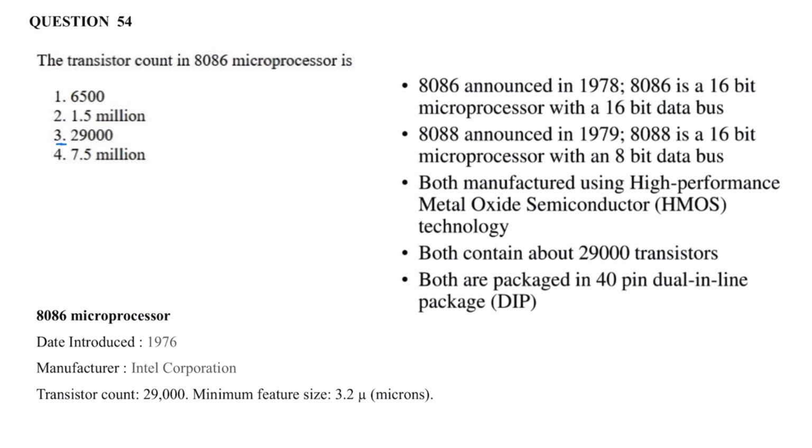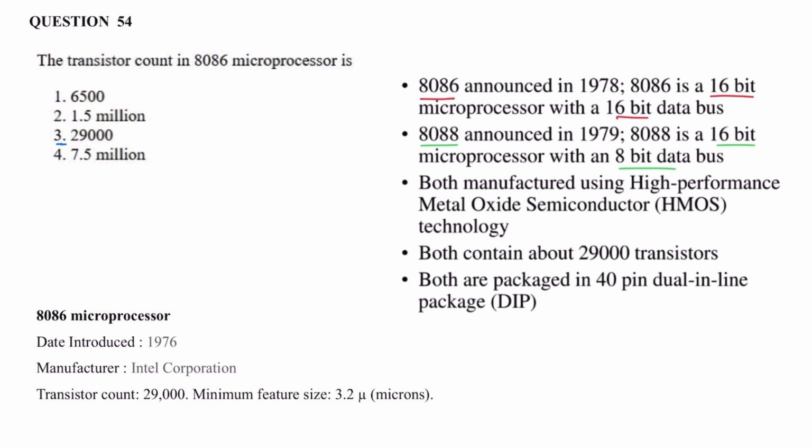Question number 54. The transistor count in 8086 microprocessor is. So this 8086 microprocessor was announced in 1978. 8086 microprocessor is a 16-bit microprocessor. Similarly, 8088 microprocessor is a 16-bit microprocessor with 8-bit data bus. In 8086, it is having 16-bit data bus.